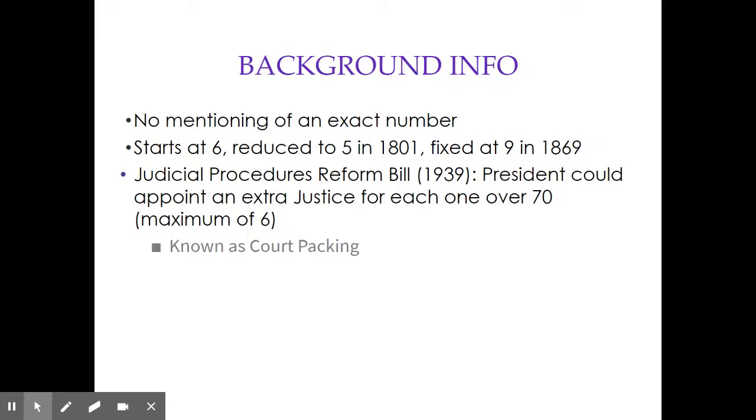This has come up recently. As conservatives on the modern day Supreme Court have taken a decisive advantage, there have been some Democrats that have argued perhaps it's time to increase the number of justices on the Supreme Court. With a Democratic president that would allow Democrats to theoretically be appointed, and this would give Democrats an advantage. So because there's no exact number, from time to time, you do have these ideas of court packing that come up, right?